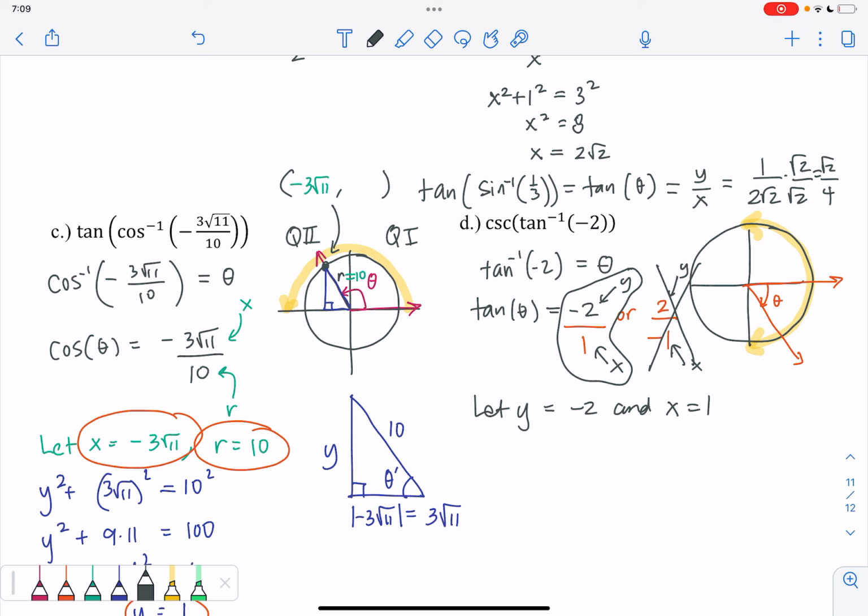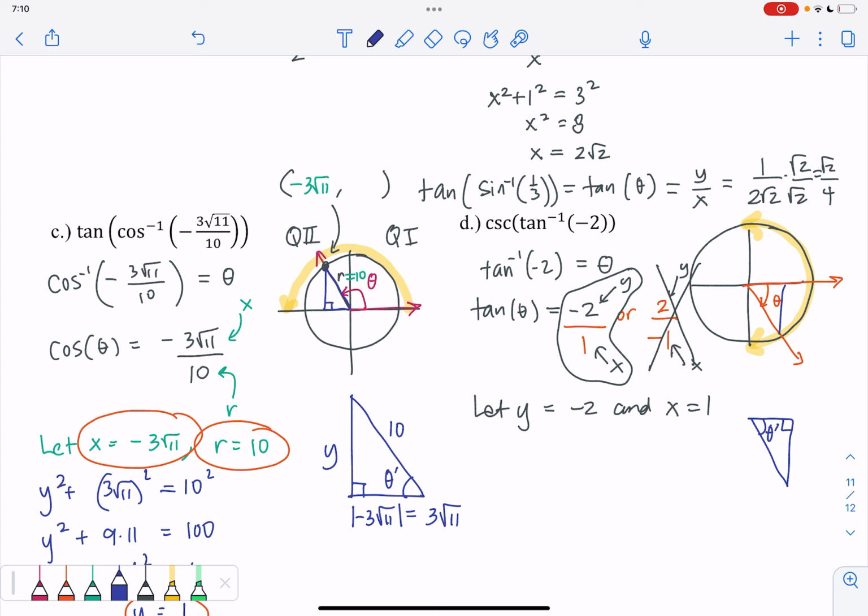What am I going to do there? I need to construct a triangle. So my triangle looks like this. And I'm actually going to draw a triangle where my angle here is theta prime. Angle theta is actually a negative angle, right? But inside a right triangle, we can't have negative angles. But its reference angle is an acute angle, so all is well there.